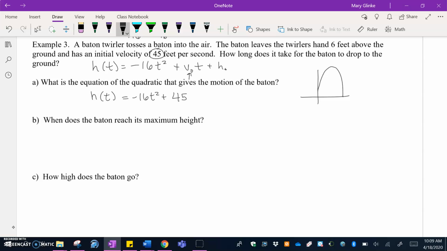So we're going to plug in 45 for v naught. The initial height is given to us as 6 feet above the ground, so we're going to plug that in. That would be our vertical motion model.